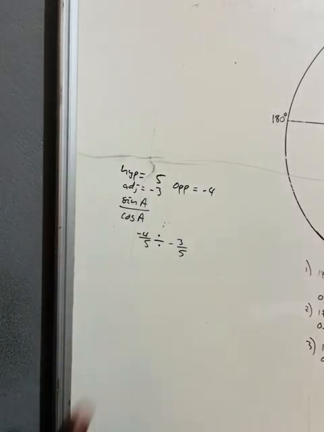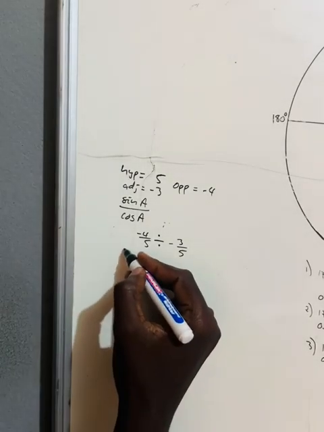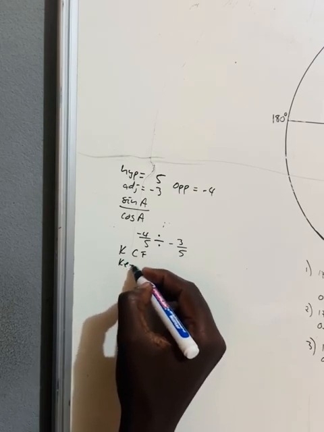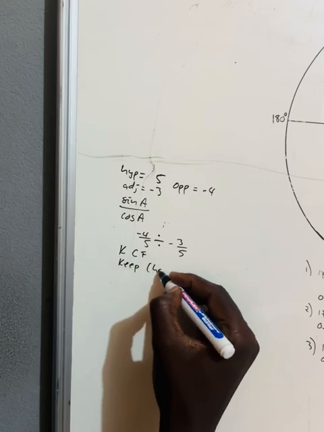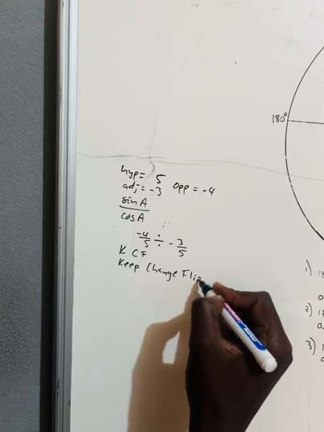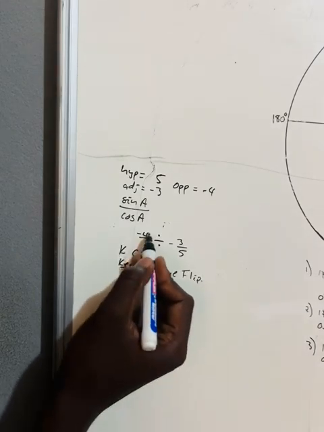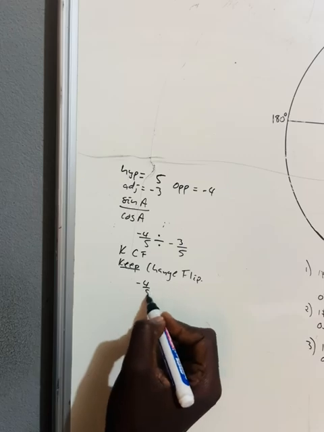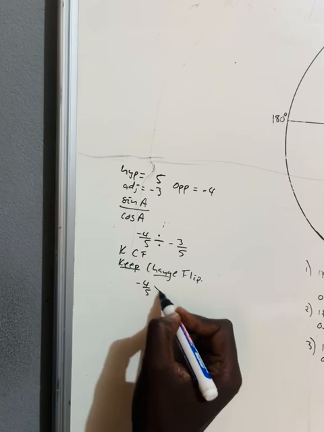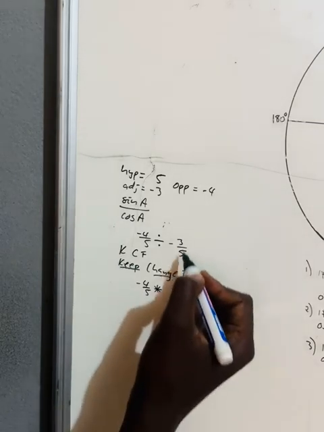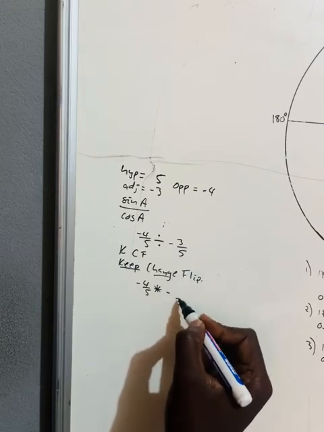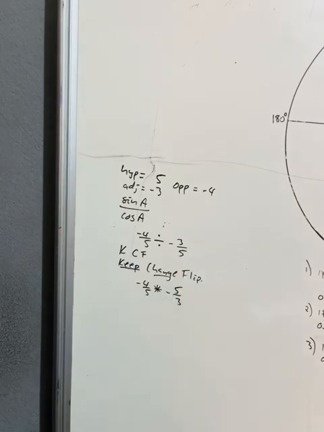So here now there is a division sign, which means that we use the KCF method. K stands for keep the fraction, C stands for change the sign, and F stands for flip the fraction. So which fraction are we keeping? We're keeping the negative 4 over 5 as is. What are we changing? We're changing the division sign to the opposite of division, which is multiplication. We are flipping this, which gives us a negative here. The numerator is now the denominator, and the denominator is now the numerator.